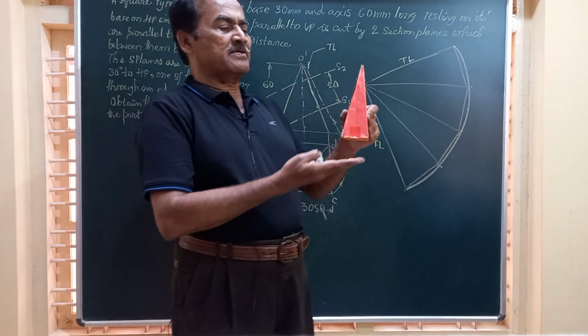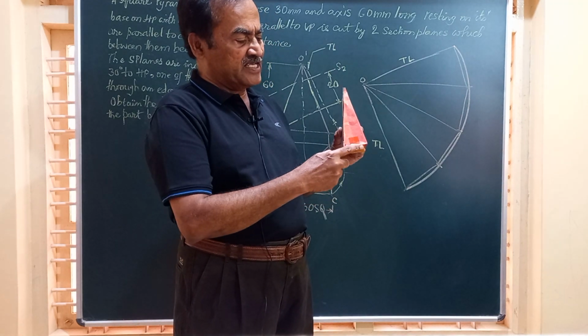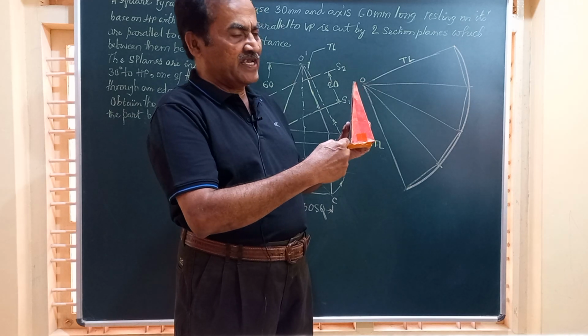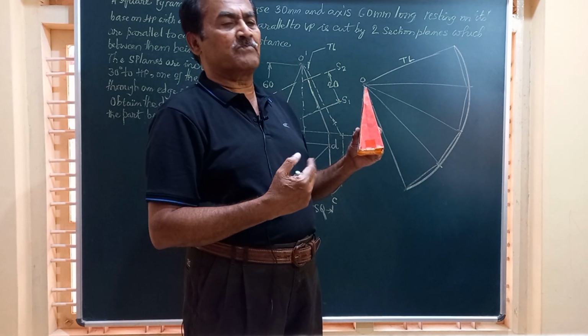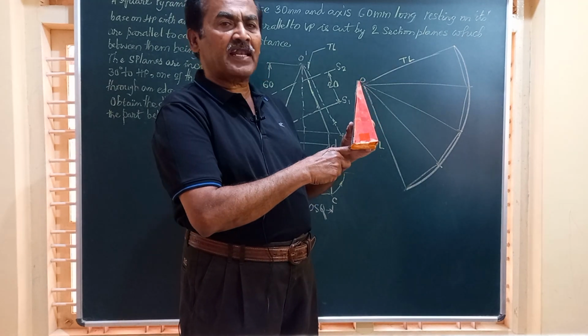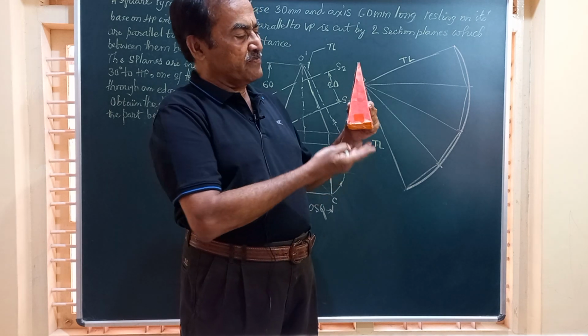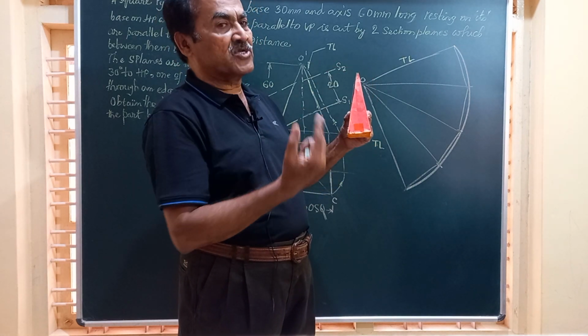So we have to place the pyramid on HP such that one of the edges of the base is parallel to VP, or one of the edges of the base perpendicular to VP. It is all the same because these two sides are parallel to VP and these two are perpendicular to VP. So I place the pyramid on HP and obtain its front view and top view.